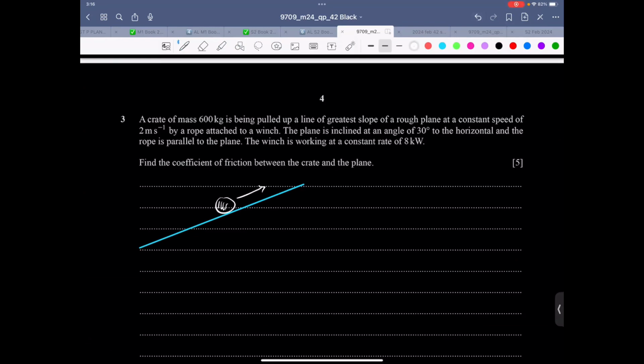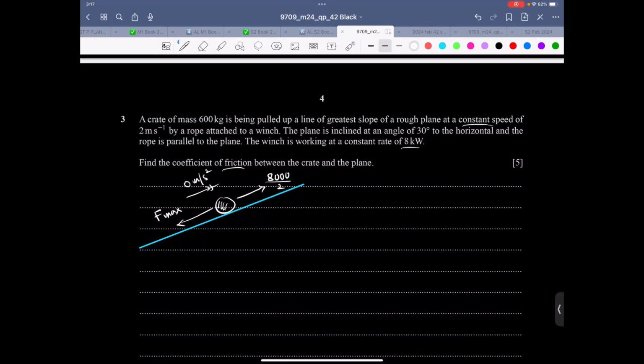And the power is 8,000 watt. So that is 8,000 divided by 2. And there is a resistive force, which is the frictional force. So let me write F max over here. And does it move at a constant speed? Yes. That means the acceleration is 0 meter per second squared.